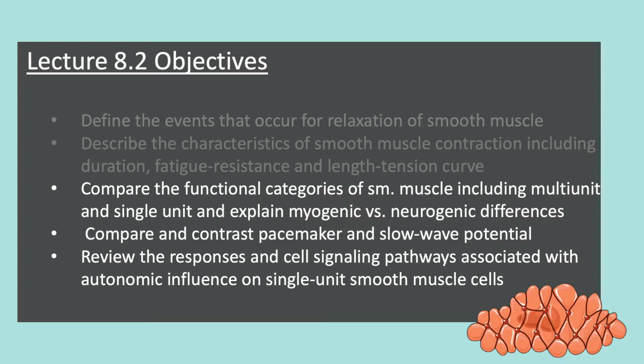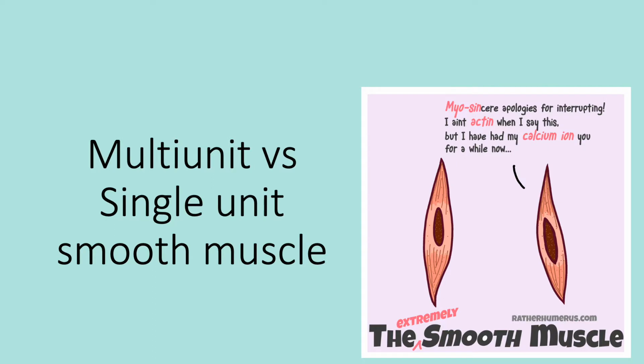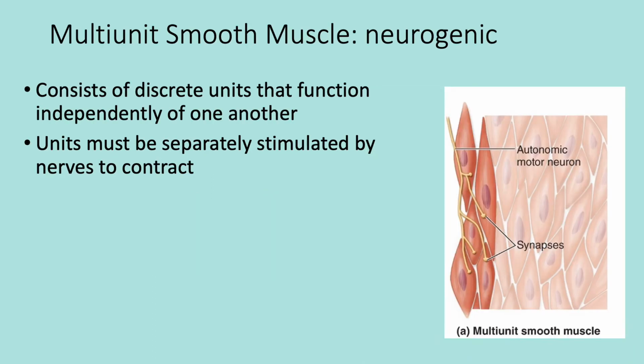Moving on, we'll compare multi-unit to single unit smooth muscle and talk about whether they are myogenic or neurogenic. When talking about multi-unit versus single unit smooth muscle, they're fairly simple to keep straight because they're kind of named accordingly. So as that name implies, a multi-unit smooth muscle is going to consist of discrete units that function independently of one another. And therefore they've got to be separately stimulated by nerves in order to contract. And this is similar to skeletal muscle motor units.